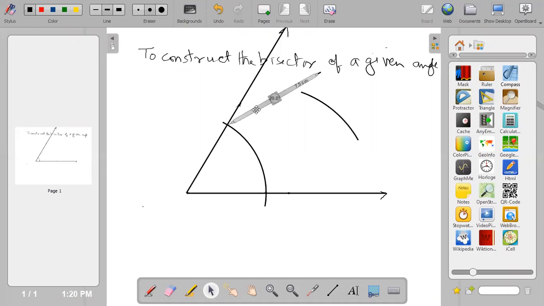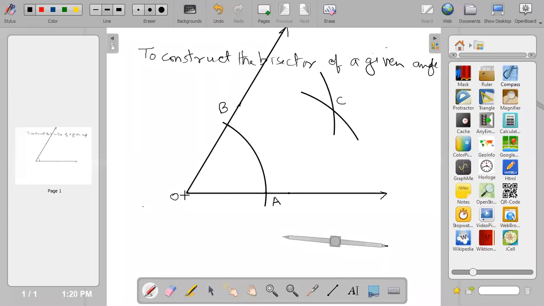Now you are not supposed to change the radius of this compass. Now put here at this point and cut this arc. Okay, got it? So where we put the first point, I will write A, B, C, D. At A, here we put the pointer of the compass first, then at B, and these two arcs intersect at C. This is point O, suppose.